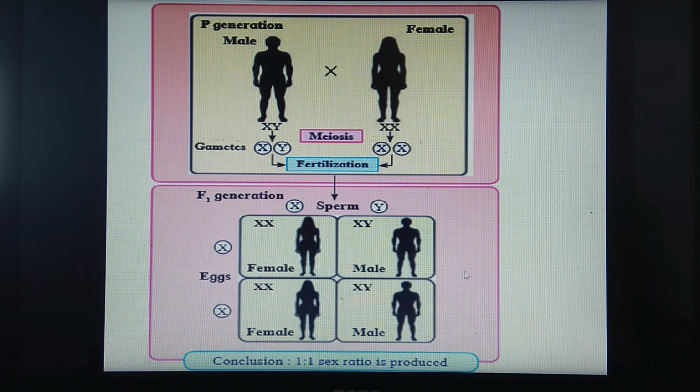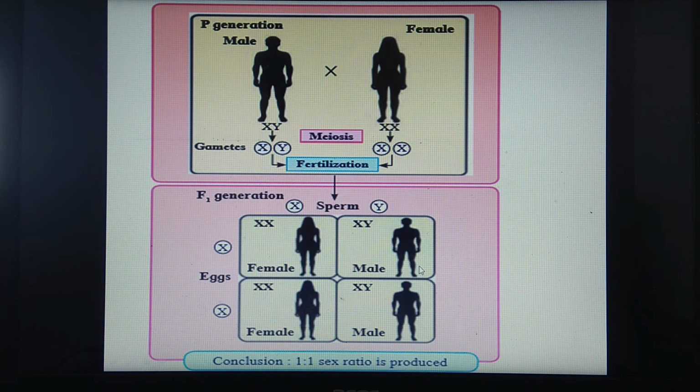Okay, so this is the important sentence, that is, sex of the child is determined by father, because in case of father, the Y containing sperms are formed. Okay, so this is for determination of sex in case of human being. A question of 3 marks can be asked, or this type of schematic representation can be asked for 2 marks.